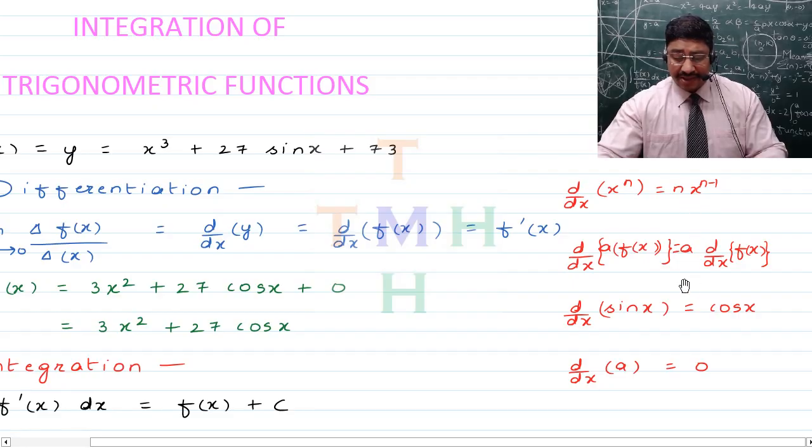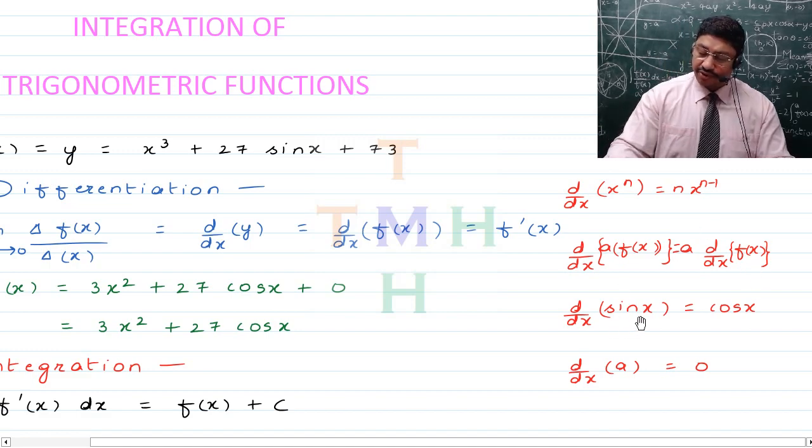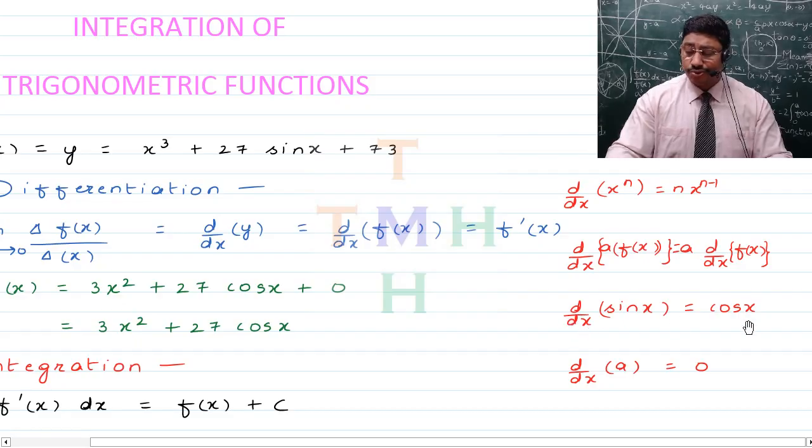Now the next formula that we have applied here is d upon dx of a times f of x. That means when there is a constant which is multiplied to a function whose derivative is to be found out, then that is equal to the product of the constant multiplied with the derivative of the function. Now if suppose we have a trigonometric function like sine x and we've got to find out the derivative, then that becomes equal to cos x.